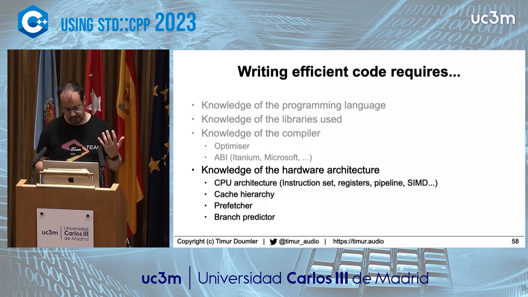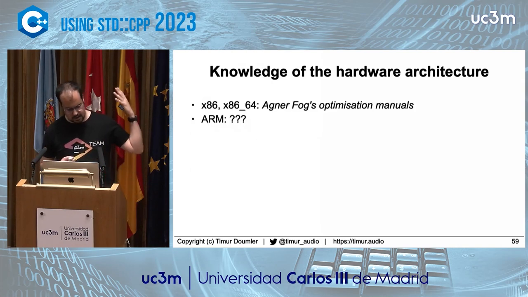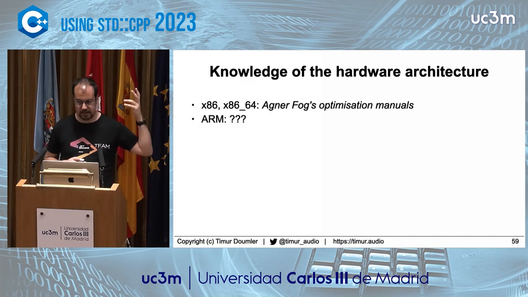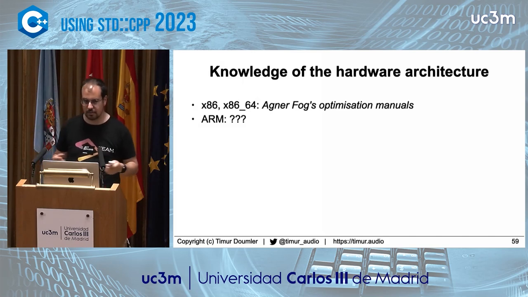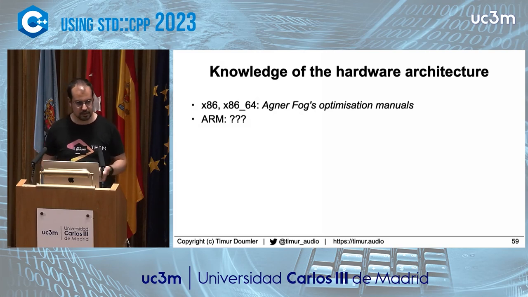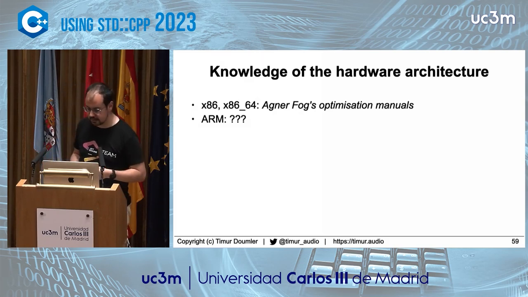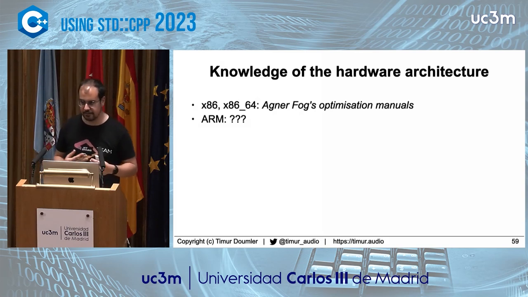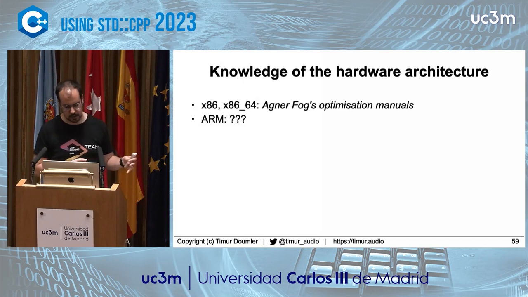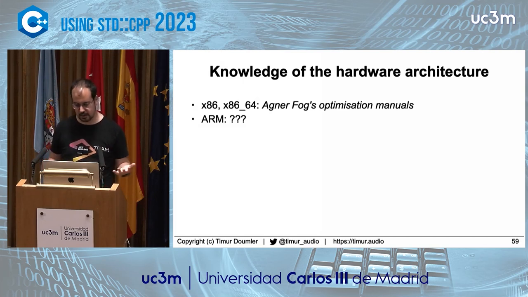There is a resource, for at least Intel platforms, which is Agner Fog's optimization manuals. I'm sure some of you have seen this. It's a very extensive body of work for optimizing on Intel x86. It's a bit dated. I think the latest generations of chips have stuff that isn't covered as well in those manuals, but it's still a very interesting resource.